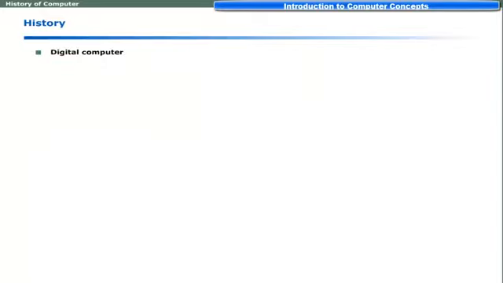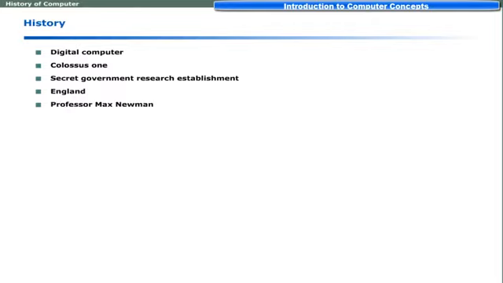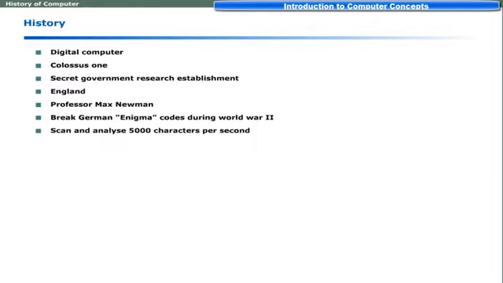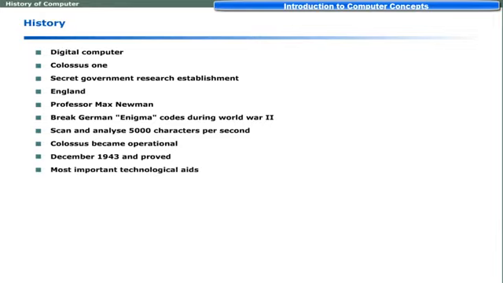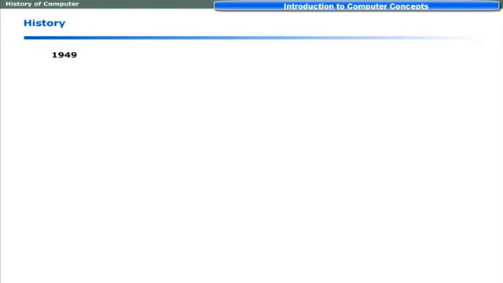Another important digital computer in history was Colossus I. It was built at a secret government research establishment in England under the direction of Professor Max Newman. It was designed to break German Enigma codes during World War II. It could scan and analyze 5,000 characters per second. Colossus became operational in December 1943 and proved to be one of the most important technological aids to victory in World War II.